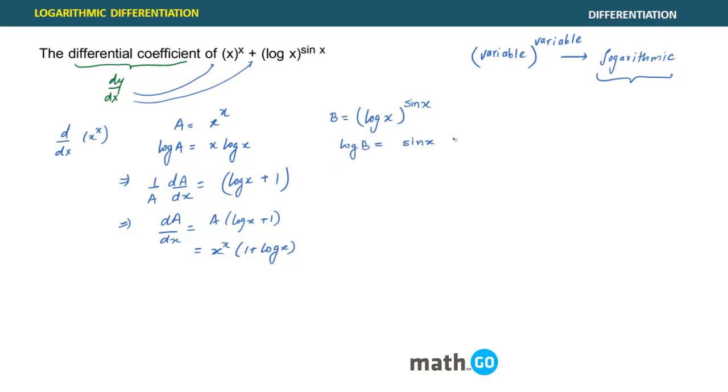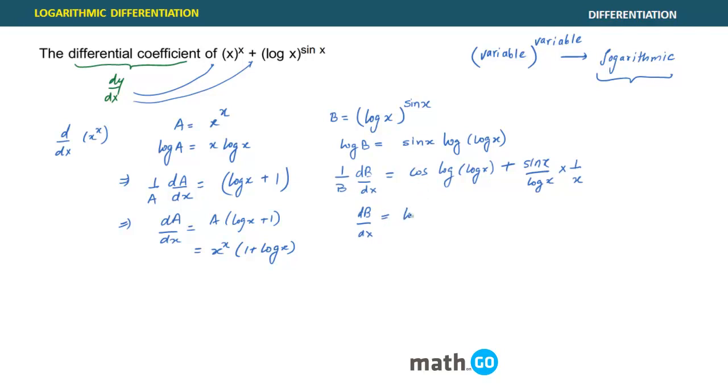So log b will become sin x times log of log x. Now again do the same step: it will become 1 by b db by dx, and here you will again have to apply the product rule. So cos x times log x plus sin x by log x, and then the chain rule also, because the derivative of log of log x would be 1 by log x into the derivative of log x, that is 1 by x. And then you will have to multiply by b again, so b will go here.